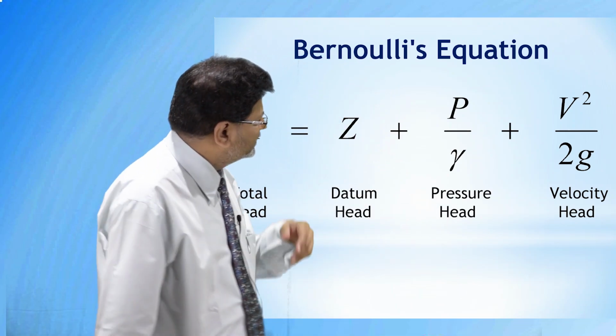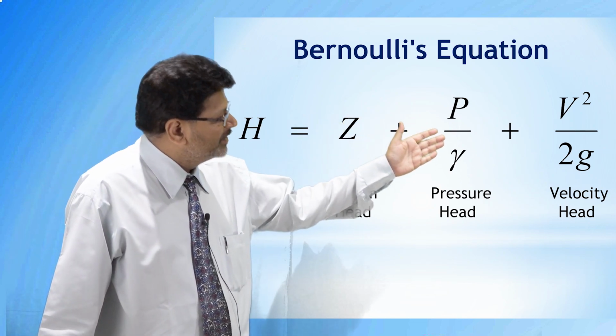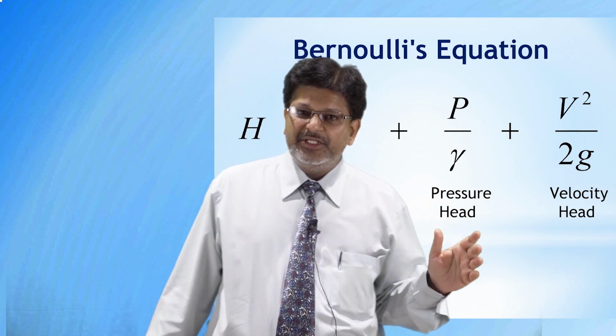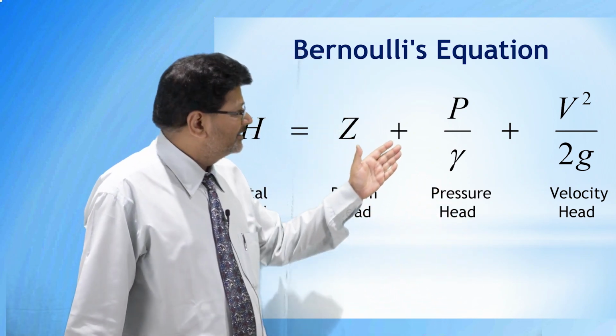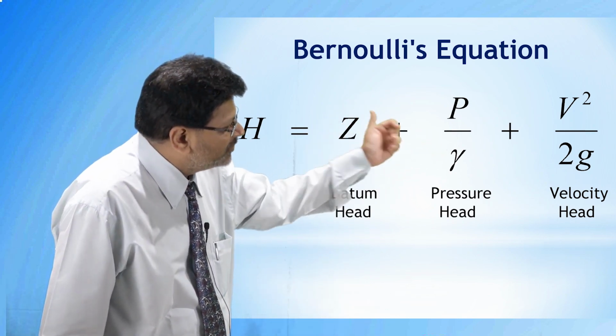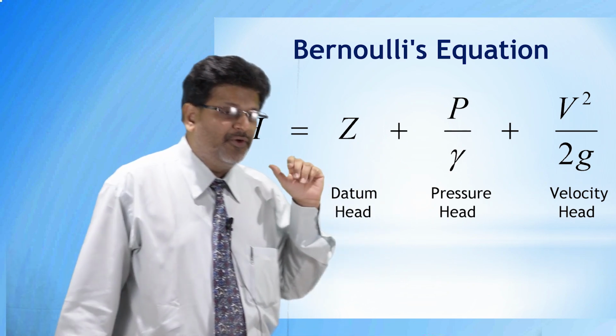This is Bernoulli's equation. H is equal to Z plus P by gamma plus V square by 2G is equal to constant. That means the summation of these three heads, Z is datum head, P by gamma is pressure head, and V square by 2G is velocity head, is always constant in a given system of flow.